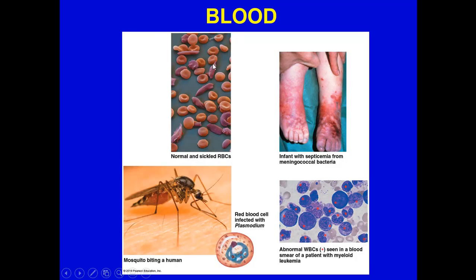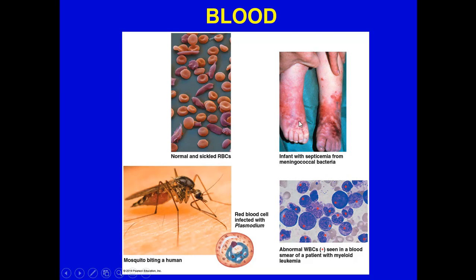Here you see normal and sickled red blood cells. You notice the sickling here? They're more cylindrical. Some of them may actually have a curve on them. Here is a mosquito biting a human, transferring the plasmodium, which is a type of protozoan, to infect the red blood cell. Here is an infant with septicemia from meningococcal bacteria.